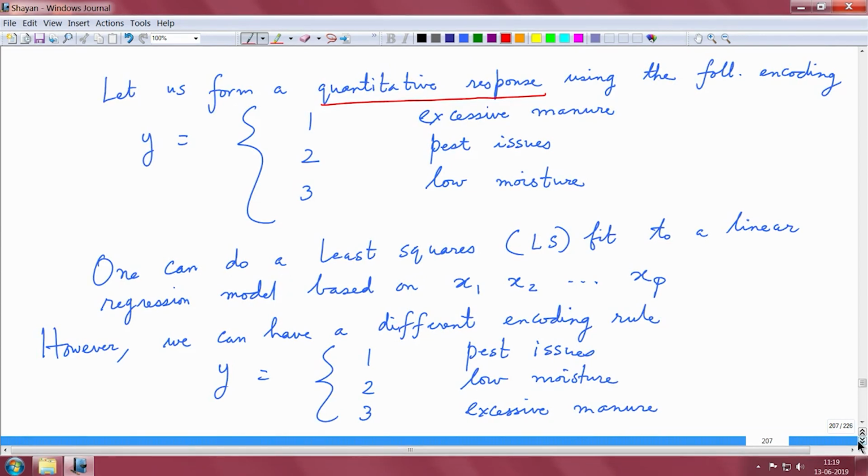Let us form a quantitative response using the following encoding scheme for this crop condition problem. Let this variable y take 3 values 1, 2 and 3: 1 if it is excessive manure, 2 if there are pest issues, 3 if it has low moisture content. One can do a least squares fit to the linear regression model based on the predictors x1, x2, and so on till xp.